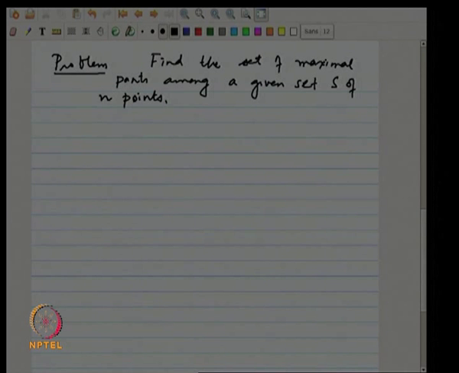So, that is the problem we would like to solve algorithmically and, of course, with an algorithm that is as fast as possible. From the definition of the problem, what would be the straightforward solution? The straightforward solution, as someone just pointed out, is n square, or n choose 2.